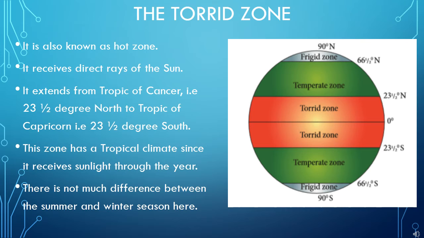Children, are you clear with the torrid zone? I hope you are clear by now, and if not, then you can rewind this video and see again and try to understand. Most important is to understand the torrid zone. Here, what I said, the red color depicts the heat. Okay. So this is all about torrid zone. Now let us go to the next heat zone.